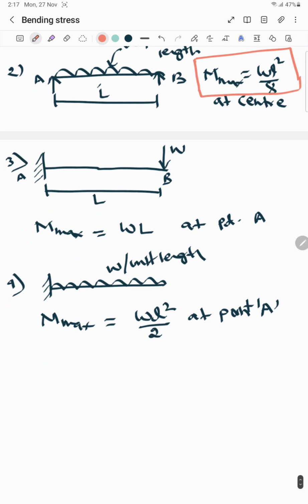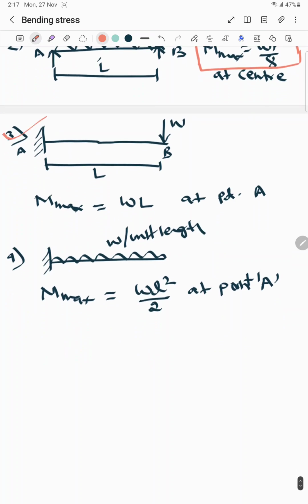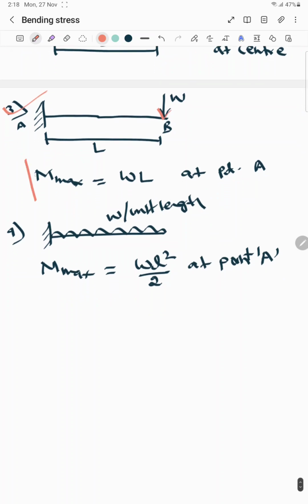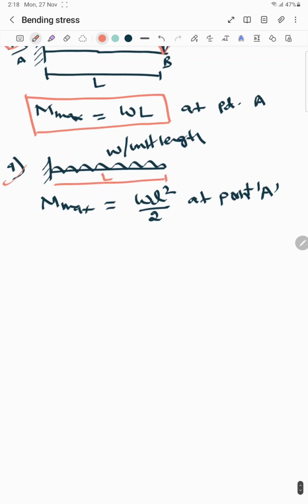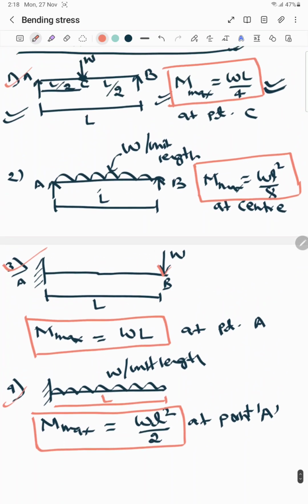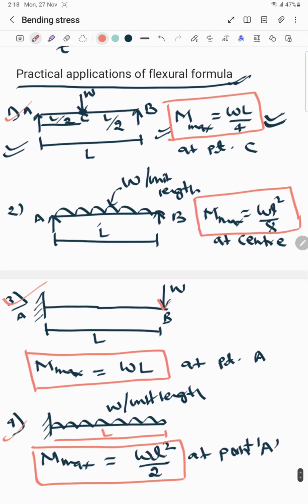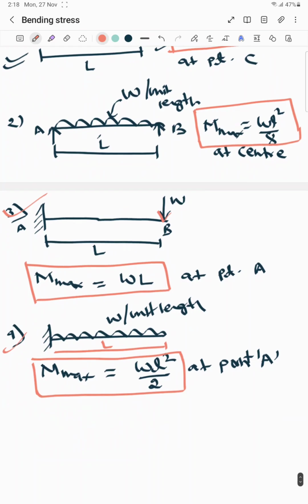And in case of the cantilever beam, where the load is acting at the corner, in this case the maximum bending moment formula will be W into L. And in case of the UDL, and this is the L, in this type of case the maximum bending moment formula will be WL square by 2. So these are some of the important practical applications of flexural formulas.